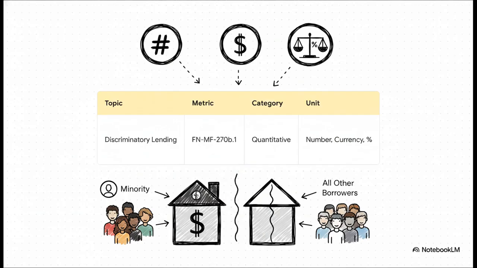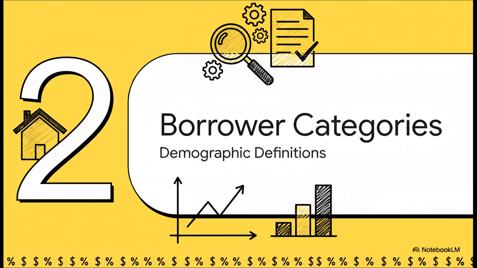So the crucial point is getting totally aligned on the exact SASB metric we're tackling today, FN-MF-270B.1. You'll notice there are three very specific quantitative outputs required here. You have to report the number, the value, and the weighted average loan-to-value ratio of the mortgages. Plus, you've got to split this data into two distinct demographic buckets: mortgages issued to minority borrowers and mortgages issued to all other borrowers.